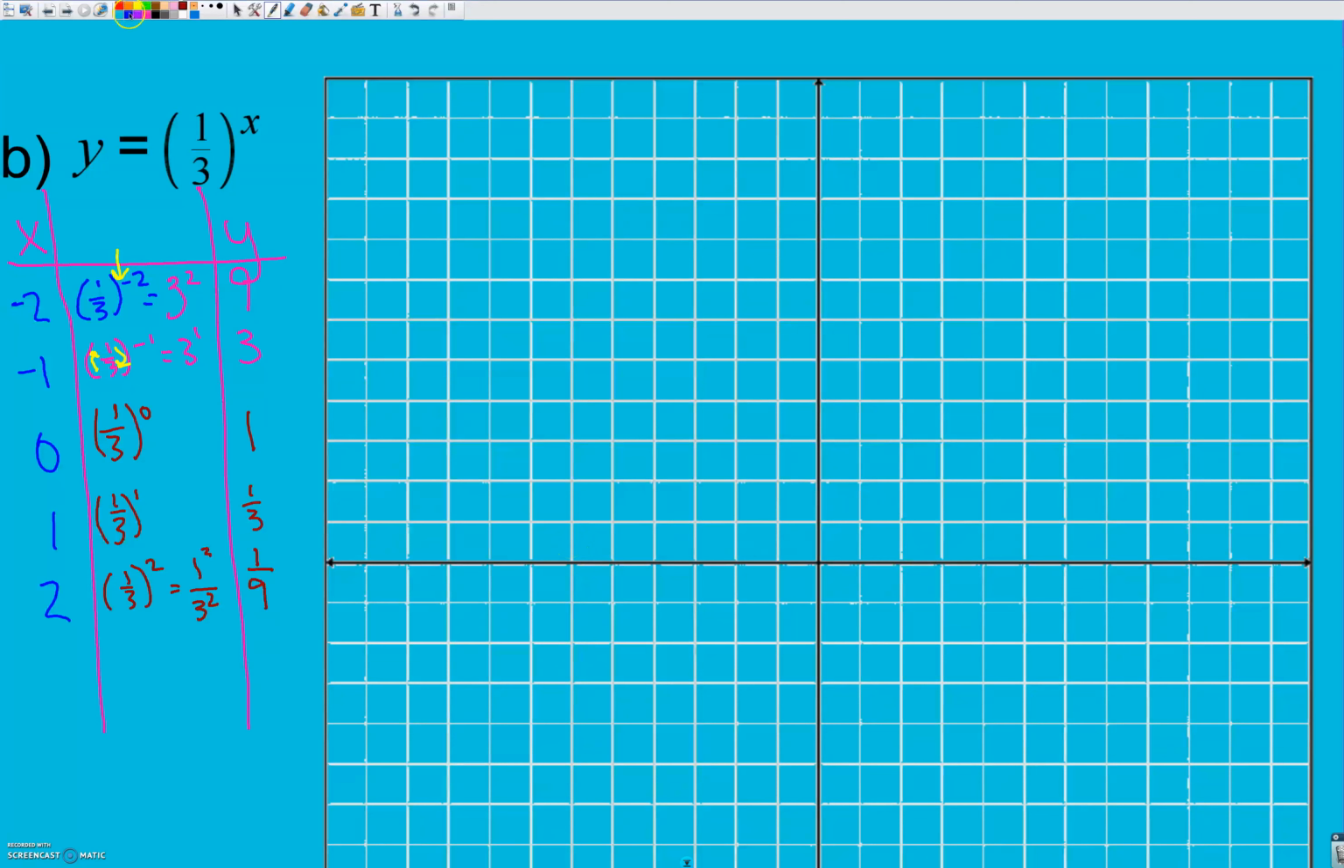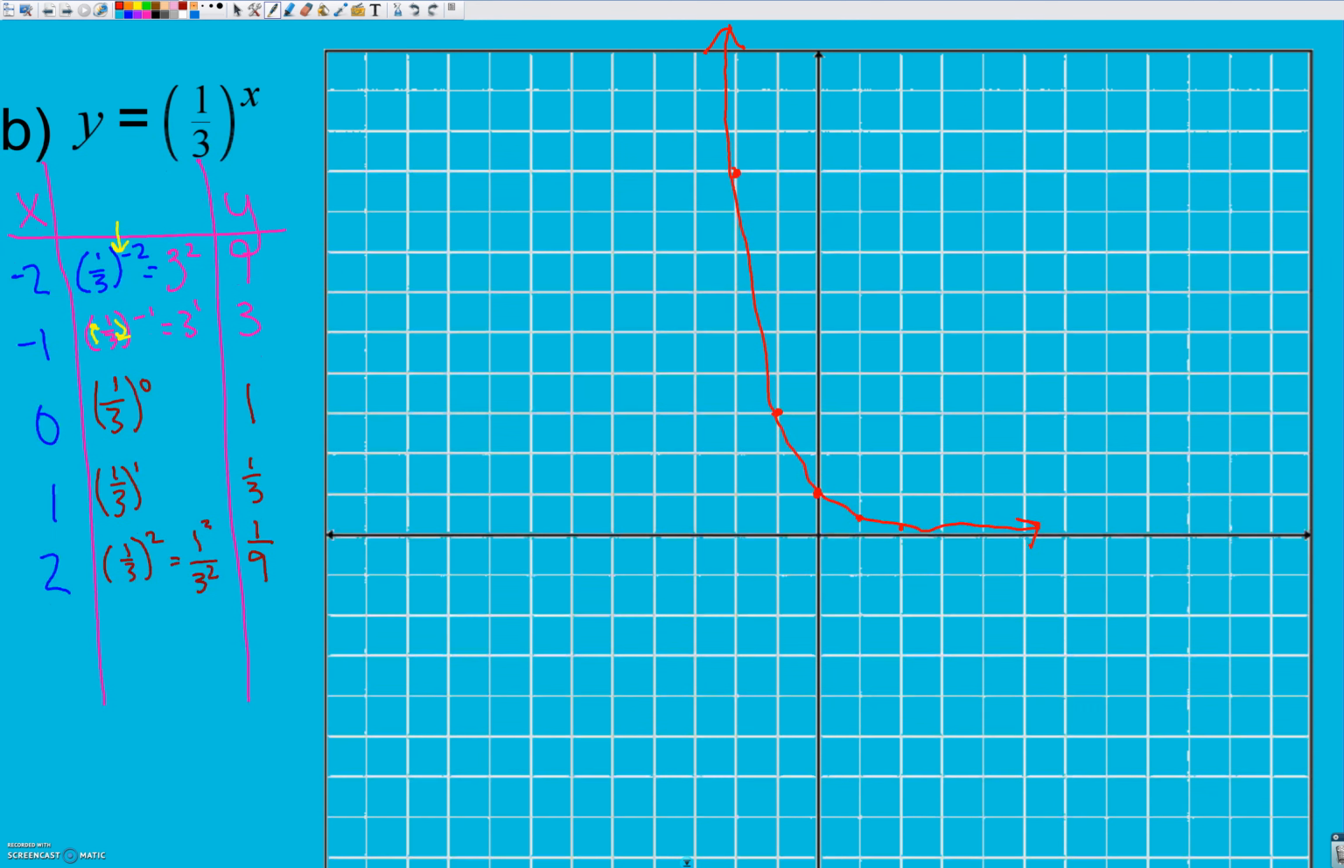So I can go right from here. -2, 9. Point. -1, 3 is a point. 0, 1 is a point. 1, 1/3 is a point. And 2, 1/9 is a point. Connect your dots here. And your graph looks a similar shape, just reflected, and we'll talk about why that is here in just a little bit.